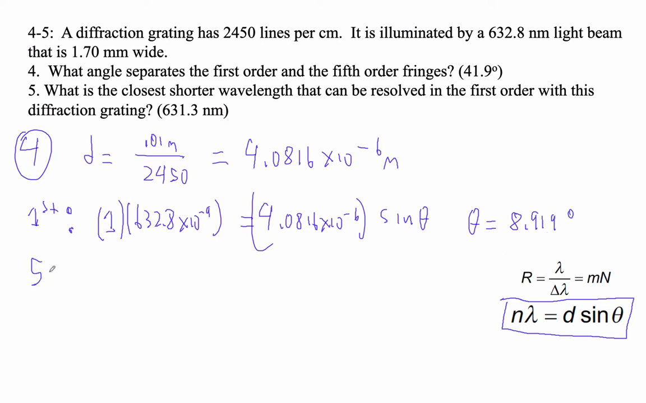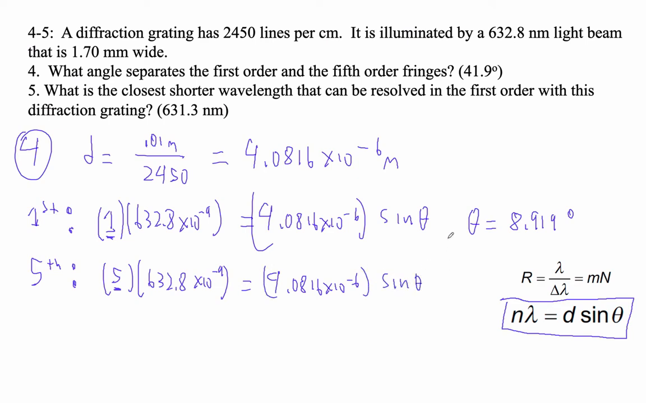And then let's find the fifth order fringe. 5 times 632.8 times 10 to the minus 9th equals 4.0816 times 10 to the minus 6th sine of theta. And that's all you do. n is the order of the fringes. So we plug that in. Literally, I'm just going to go up arrow, grab that thing, and change my 1 to a 5. And I got 50.82.